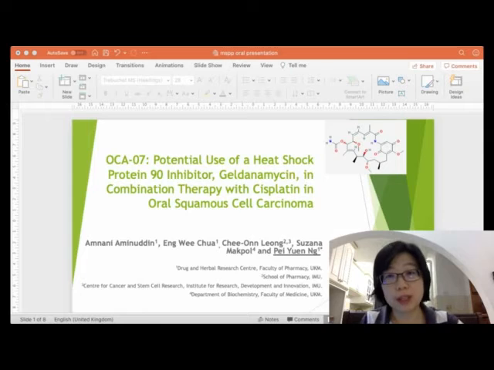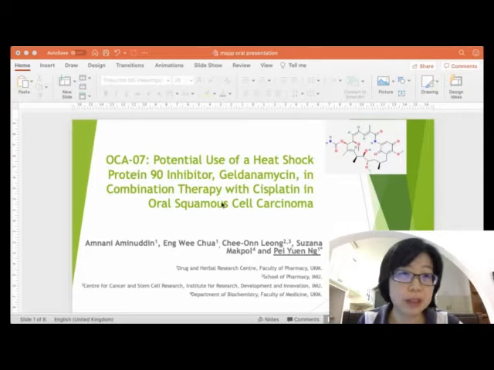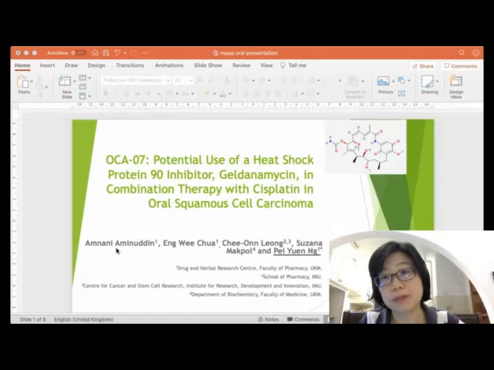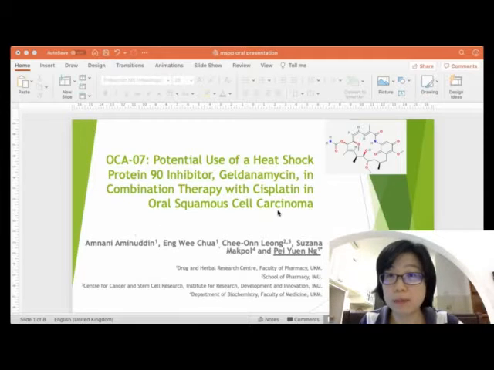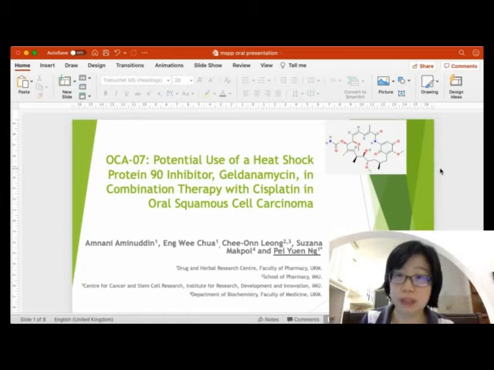I would like to present one of the works in my lab, which is mainly conducted by my PhD student Amnani. This is part of her PhD work. The overall concept of the project is on drug repurposing in oral squamous cell carcinoma. In our study, the most promising hit that we found is Geldanamycin, with the structure as shown over here. We also found that it could act synergistically together with Cisplatin.